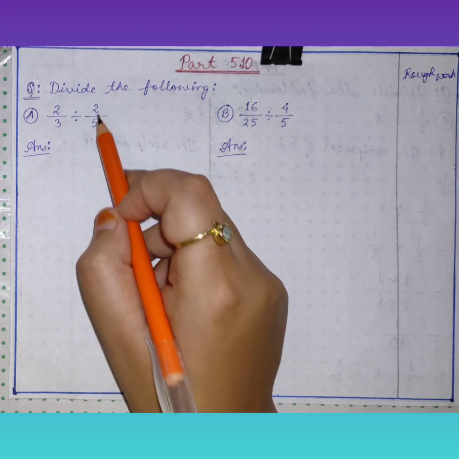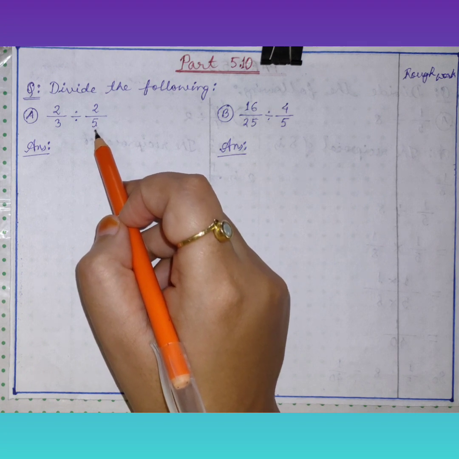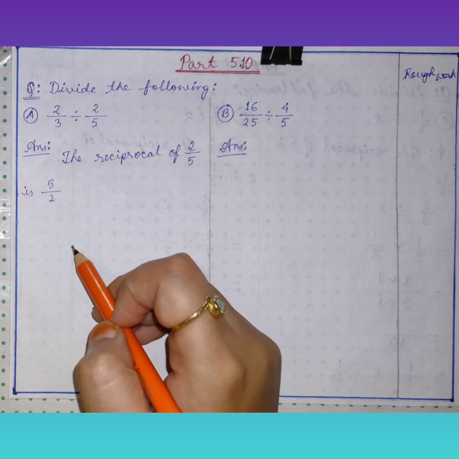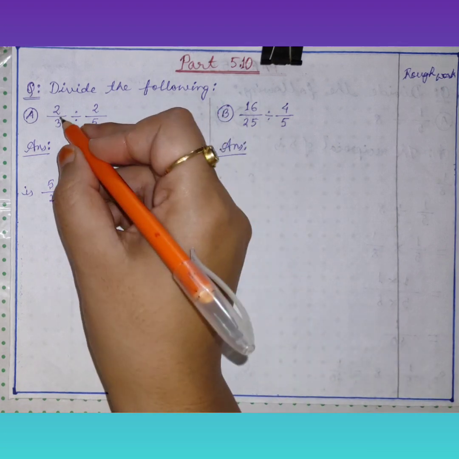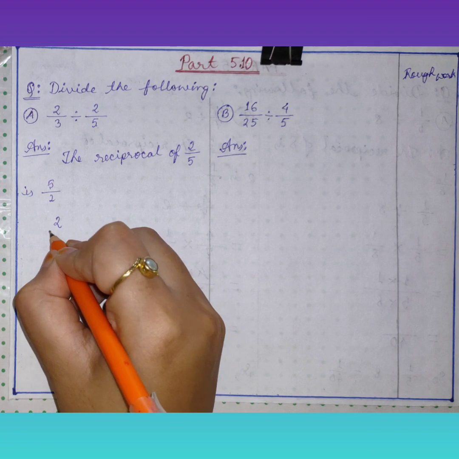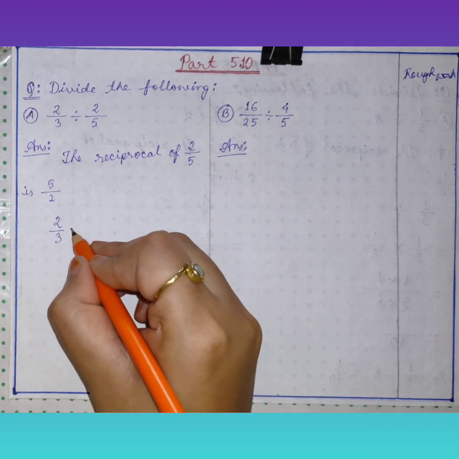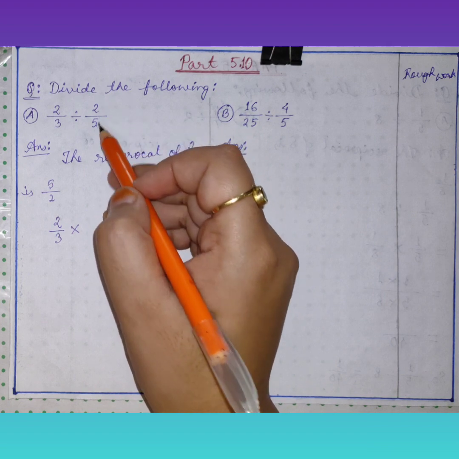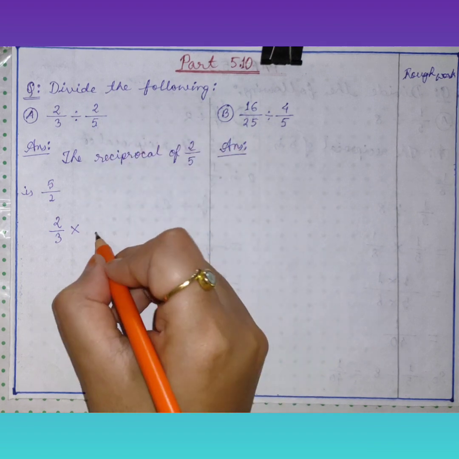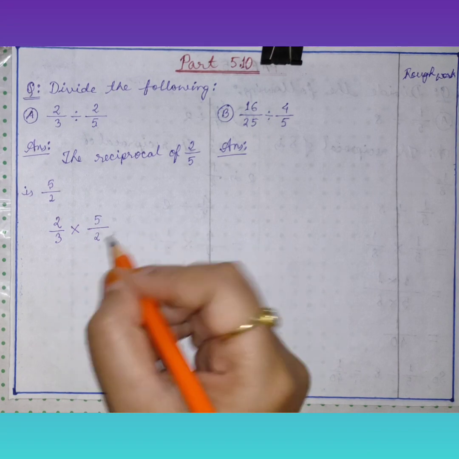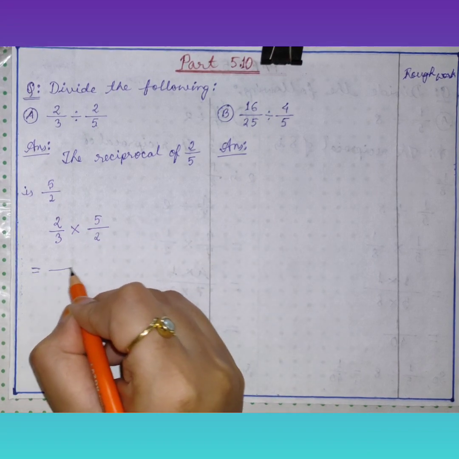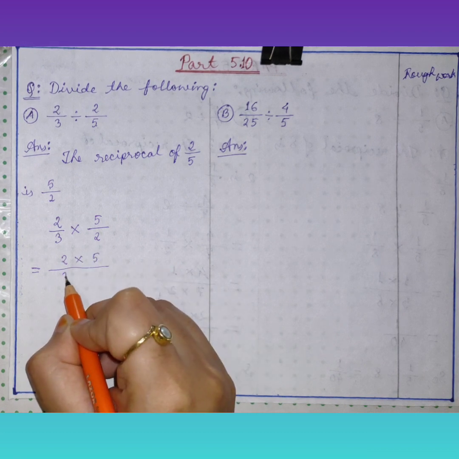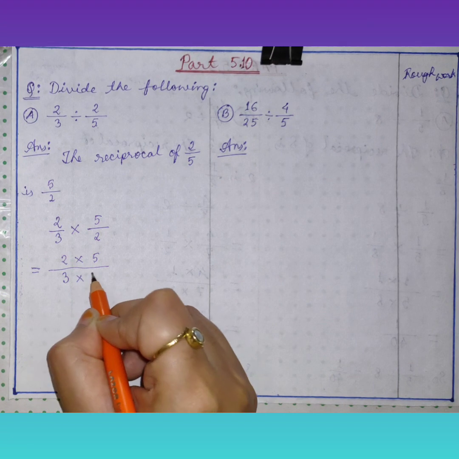Here the divisor is 2 by 5, right? The reciprocal of 2 by 5 is what? 5 by 2. Next step is what? We have to multiply the dividend. What is the dividend here? 2 by 3. We have to multiply the dividend by the reciprocal of the divisor. The divisor here is 2 by 5 and the reciprocal of 2 by 5 is 5 by 2. Then the next step is what? We have to multiply the numerators 2 and 5 and we have to multiply the denominators 3 and 2.